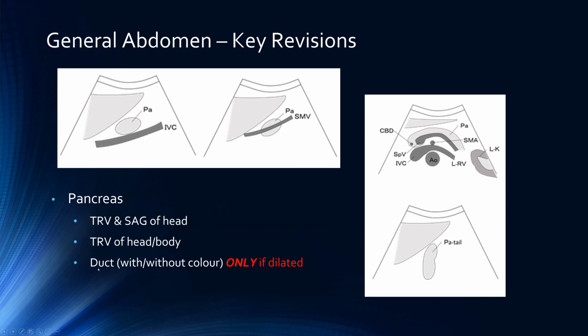In terms of the duct, if the duct is visible or frankly dilated, then obtaining an image with color is useful just to show that it is indeed duct and not vascular in nature. Obviously, I think we already largely do this, but just to make sure that it is done regularly if the duct is visible.